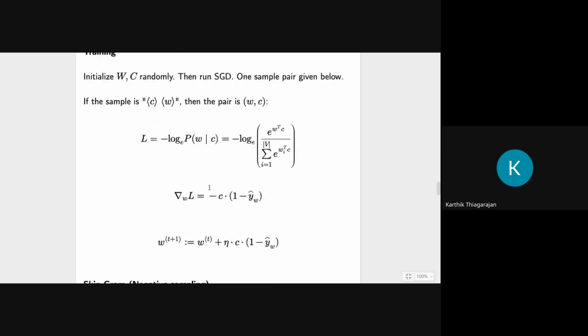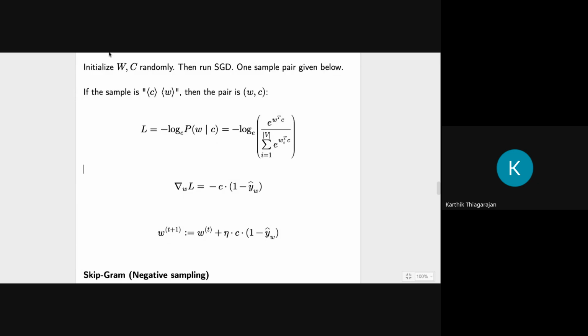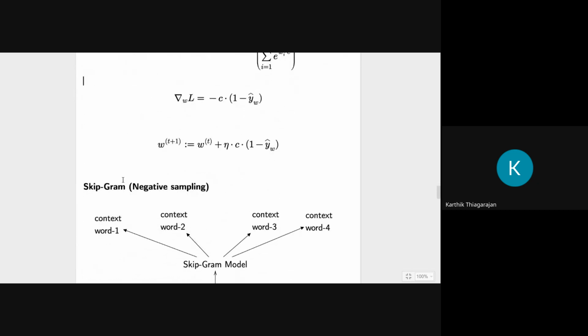So the idea is, if two words occur close to each other in a corpus, their word vectors should also be close to each other in the embedding space. That's the idea, and that's what the whole process tries to do. So that's CBOW. Now Skip-gram, we'll only look at negative sampling.